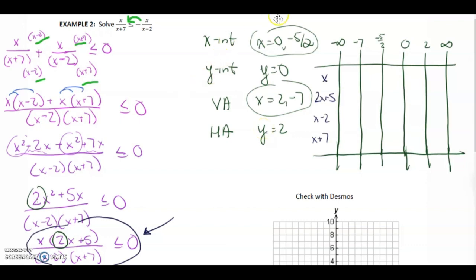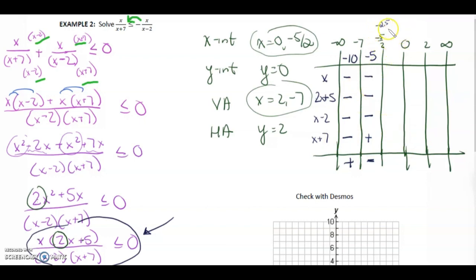So let's choose a number between negative infinity and negative 7. I'm just going to do negative 10. Let's do the column. This is negative, negative 20 plus 5 is negative, negative 10 minus anything is negative, negative 10 plus 7 is still negative. So this is positive. Now, a number between negative 7 and negative 2.5. Let's go negative 5. So negative 5 is negative. Negative 10 plus 5 is negative. Negative 5 minus anything is negative. Negative 5 plus 7 is positive. So this is negative.